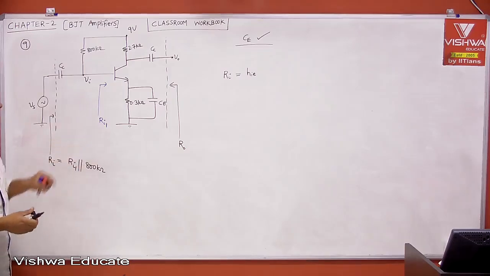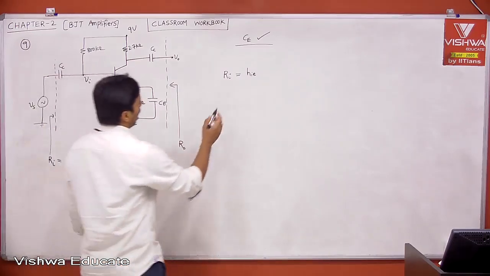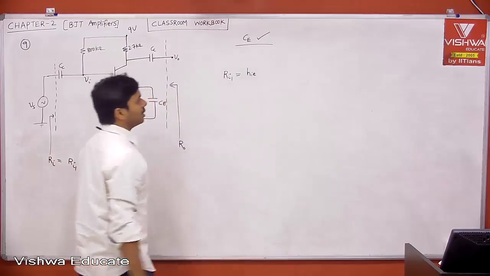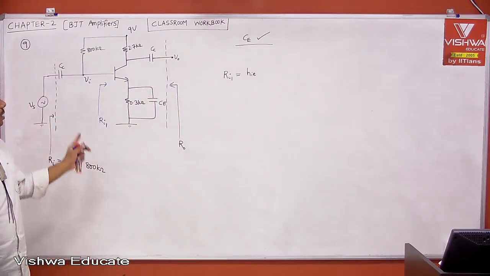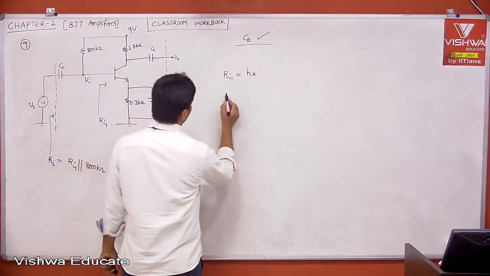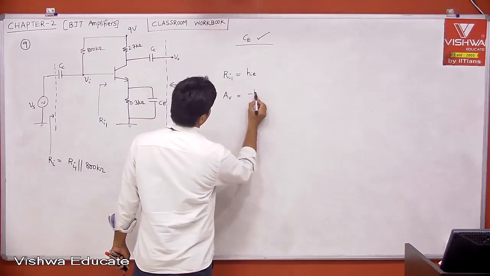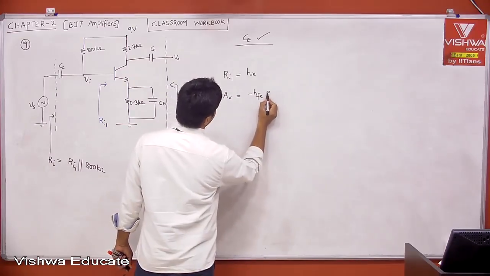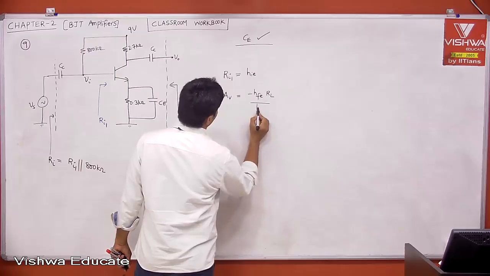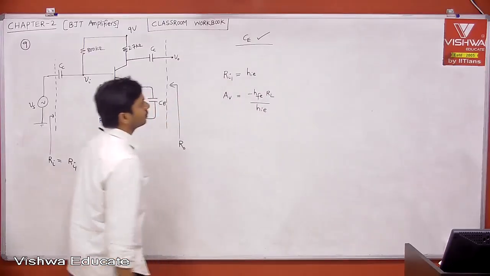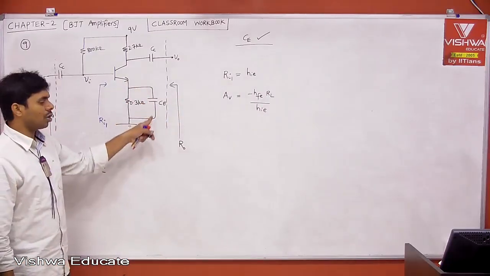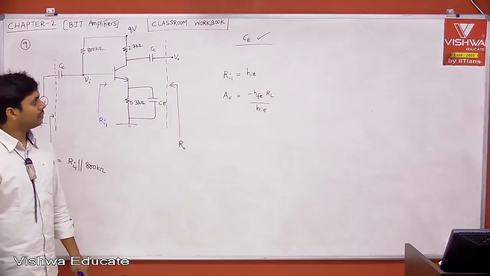Let us say this is your Ri1. Therefore, what is Ri1? Ri1 is equal to HIE. That is fine. Then what is voltage gain? Because this is a common emitter amplifier, voltage gain is equal to minus HFE into RL divided by HIE. This is our voltage gain if CE is present, because this is short. When this is short, we got it.